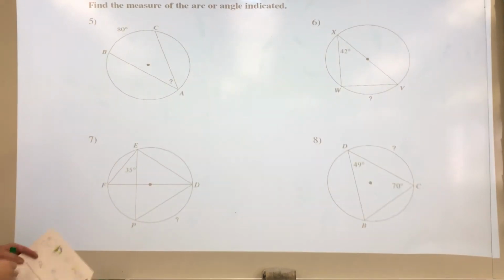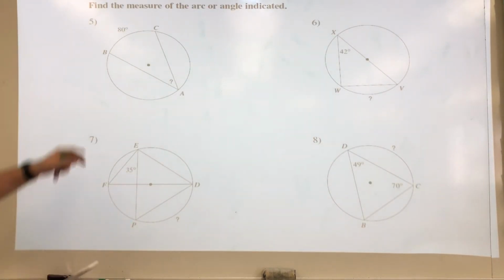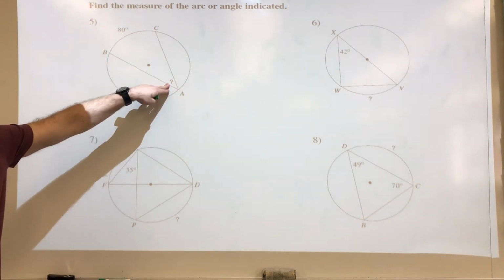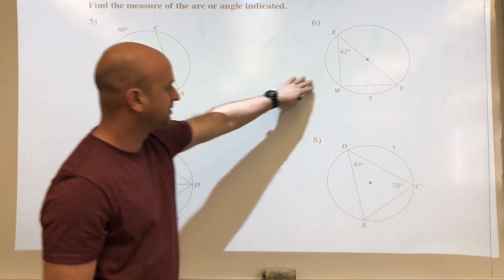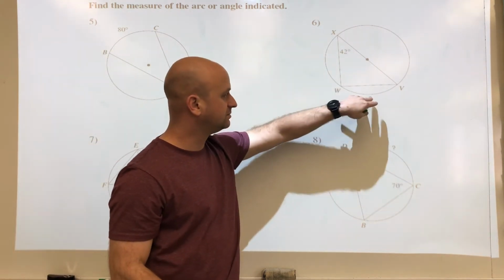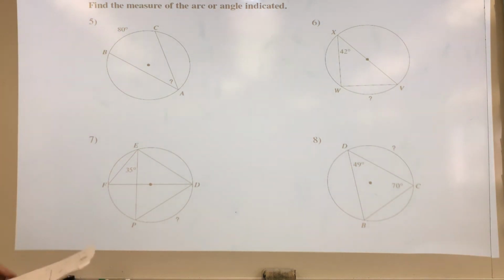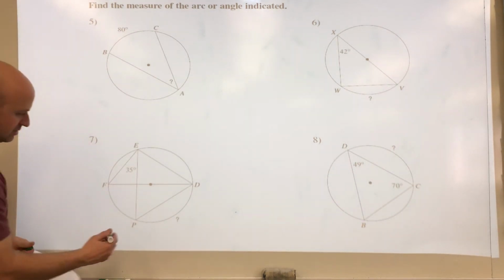All right, so now we're talking about arcs and angles. All right, so we have an intercepted arc. We divide that by 2, we get an angle of 40 degrees. All right, here we have an angle of 42, so if we multiply it by 2, we get an arc of 84 degrees. All right, down here, they want you to find this part right here.